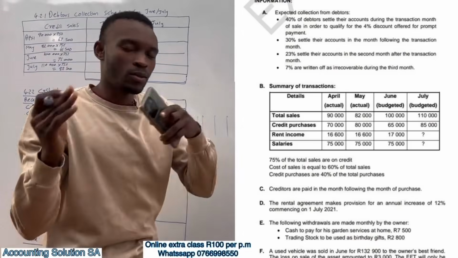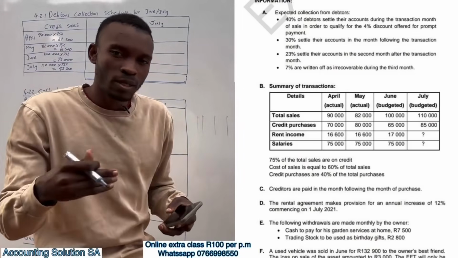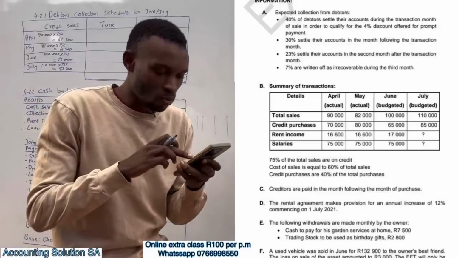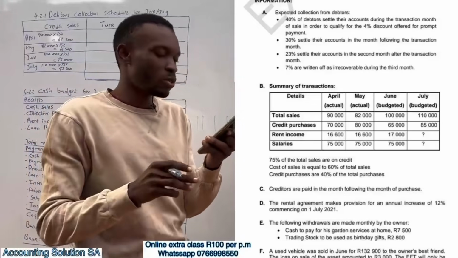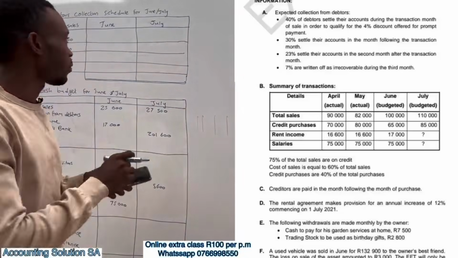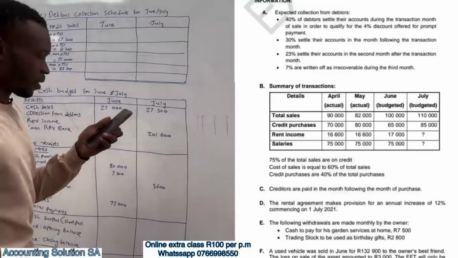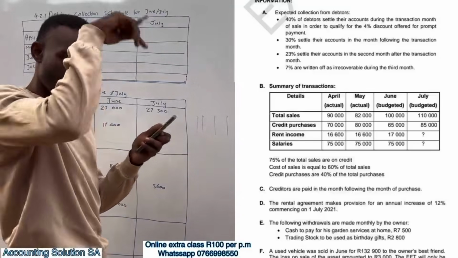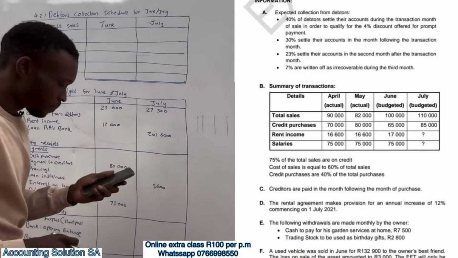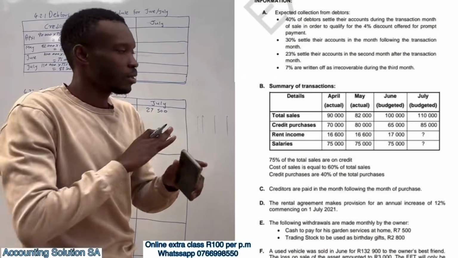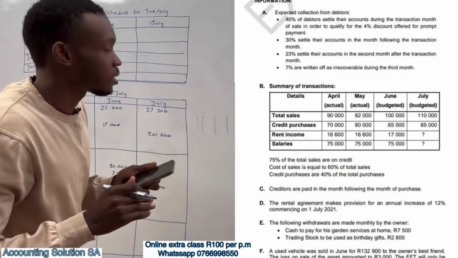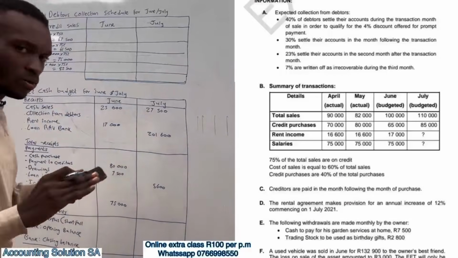Same month is January and January. Following month is like if we are in January, the following month is February, which is going to be 30% in this case, because they say 30% settle their account in the following month. Okay, and 23% is after the following month. If we were in April, we skip May, we go to June. Okay, and the 7% they said is bad debts. We don't calculate bad debts here. Under the projected income statement only, we can include bad debts, not on the cash budget.